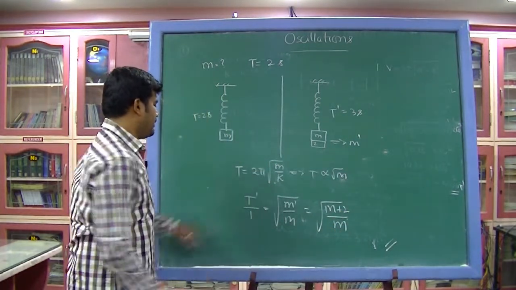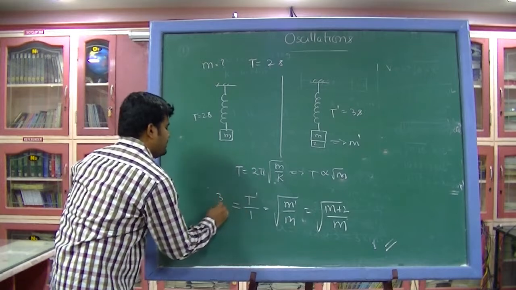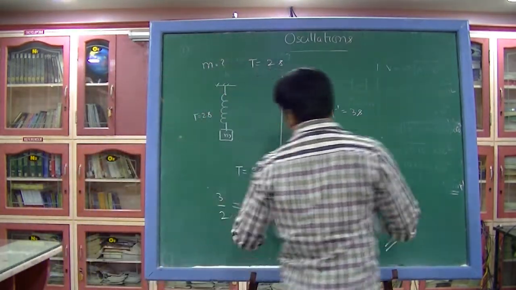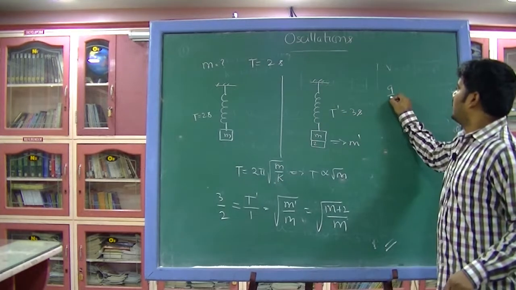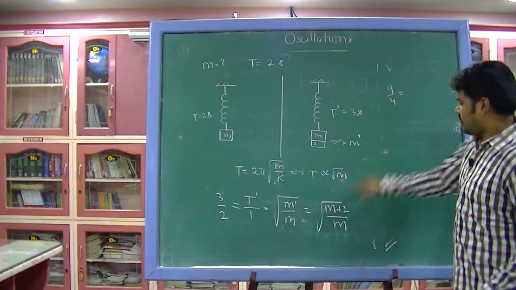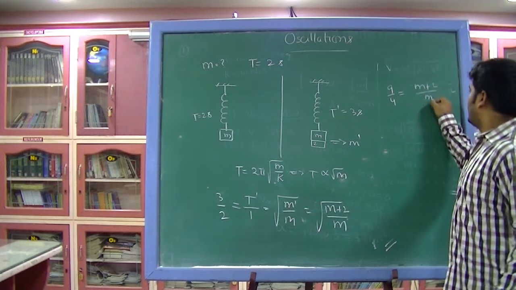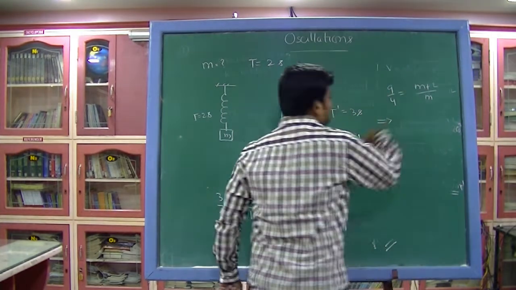So, now the t dash value we have is 3 seconds and the t value is 2 seconds. Now, squaring on both sides, you will get 3 square 9, 2 square 4, that is equal to (m plus 2) divided by m. Now, cross multiply and solve it for m.